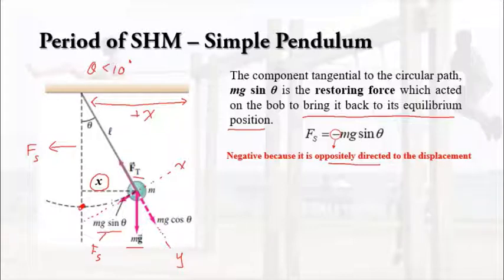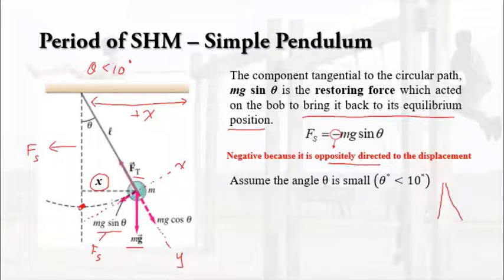So now that you have Fx equals negative mg sin theta, let's recall that we assume the angle is less than 10 degrees. Now I'll show you the reason why we say 10 degrees. This is L, this is the angle. If your angle is very large, then we cannot assume this x as a horizontal line. But because our angle is less than 10 degrees, it is very small.